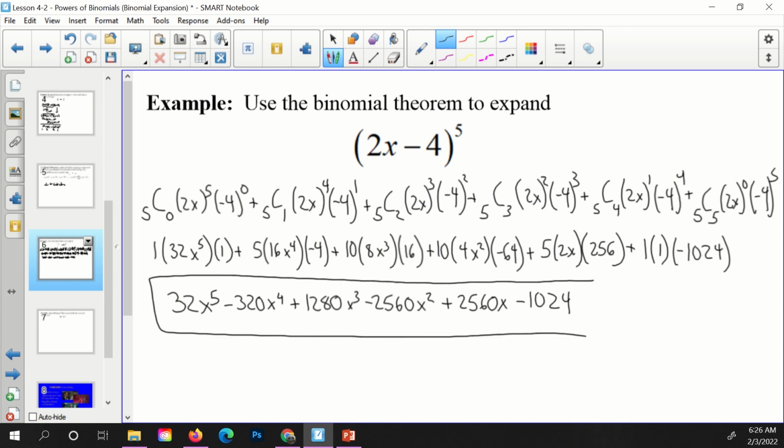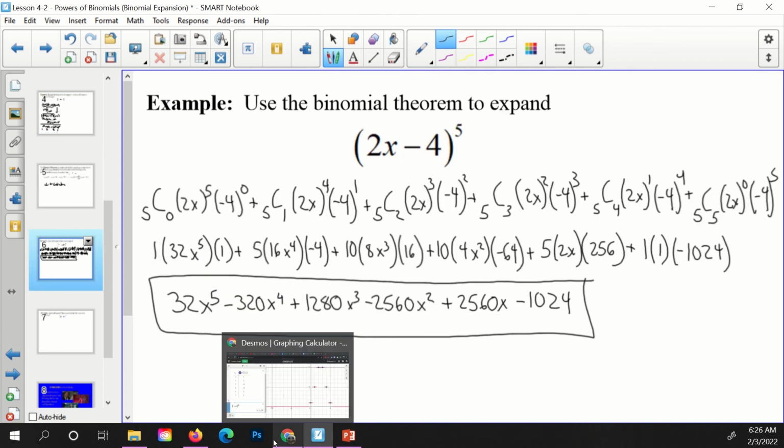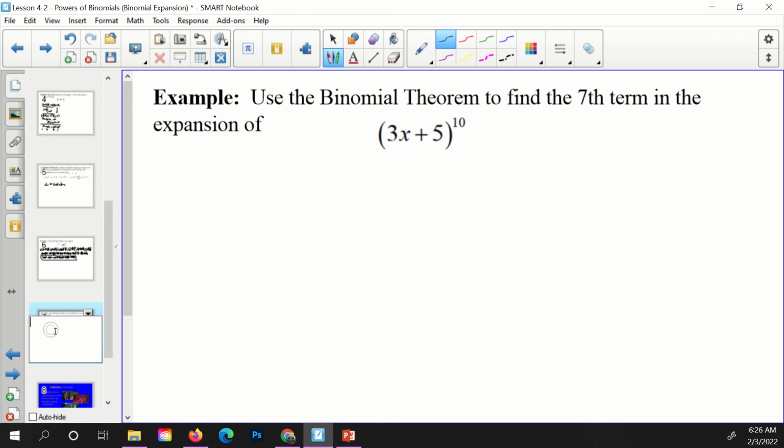Put my box around that, and that's an expansion. Now, again, I understand that that's ugly, but just think if you had to multiply all 5 of those by hand. This still ends up being a little less work.